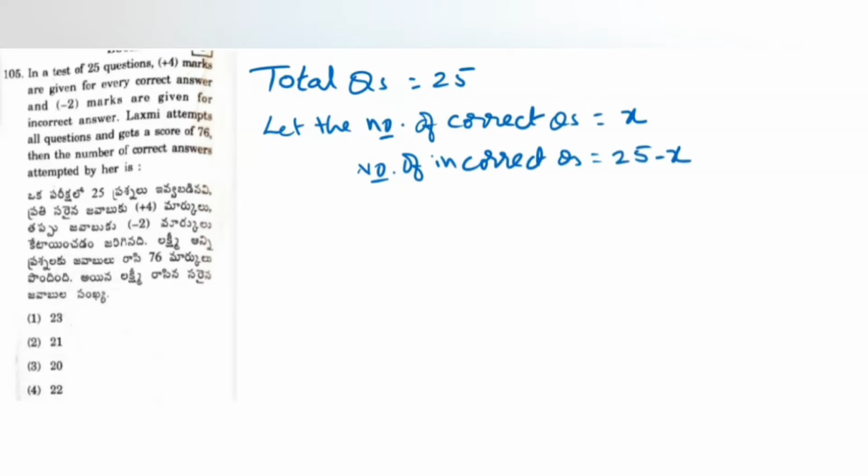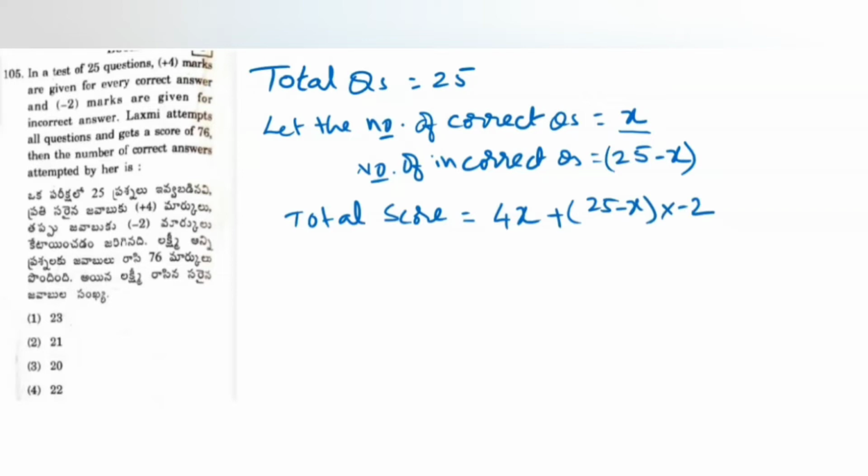Now what is her score? Actually score is given as 76. So according to her correct answers and incorrect answers, let us see how many she scores. Correct questions are x. So for every correct question, she will get 4 marks. So total score for x questions will become 4x. Plus she made 25 minus x questions wrong, means for every incorrect answer, minus 2 marks. So the marks scored for incorrect questions are 25 minus x multiplied with minus 2.